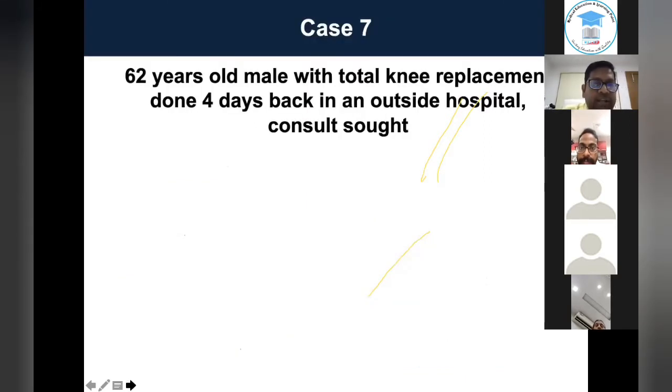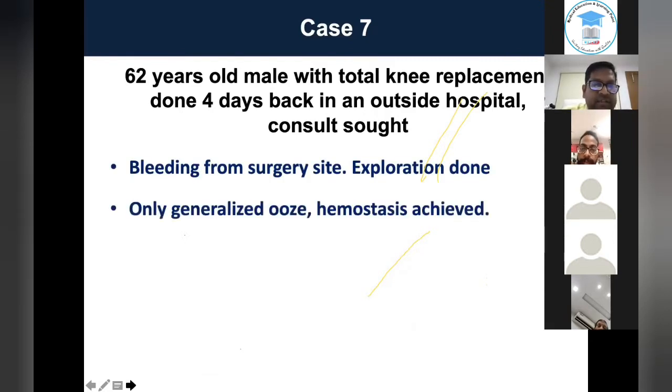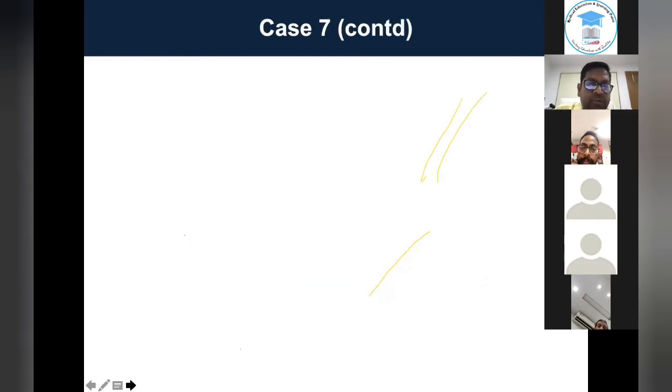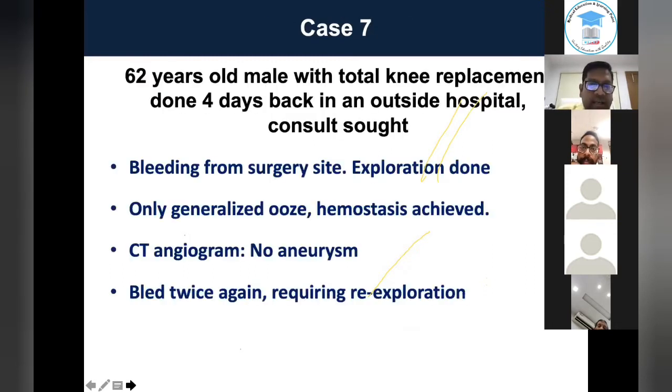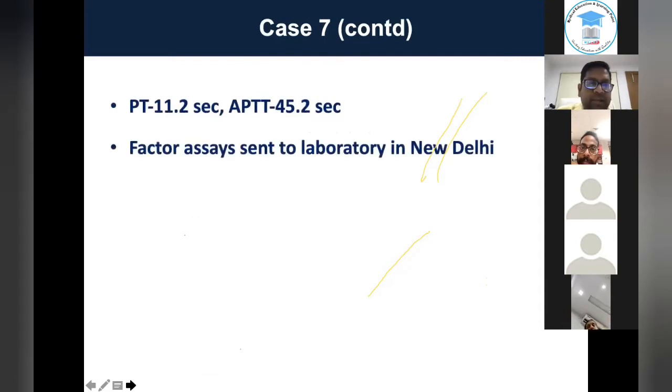So coming to the next case, a 60-year-old male with total knee replacement done 4 days back in an outside hospital, bleeding from the surgery site. Exploration has been done. Generalized oozing was seen, and hemostasis was achieved. CT angiogram shows no aneurysm. He bled twice again, requiring a re-exploration. PT and APTT were prolonged.